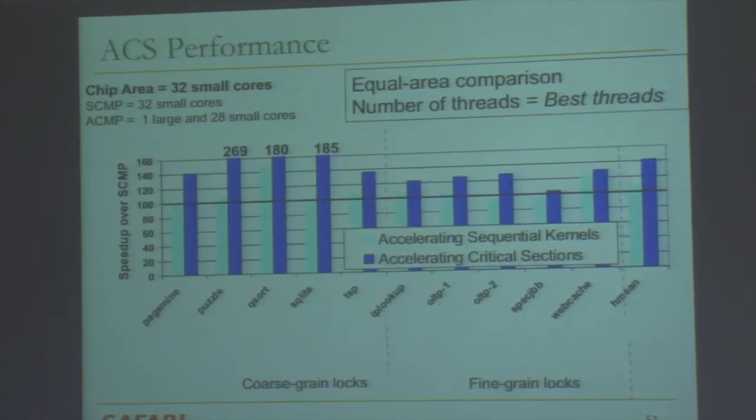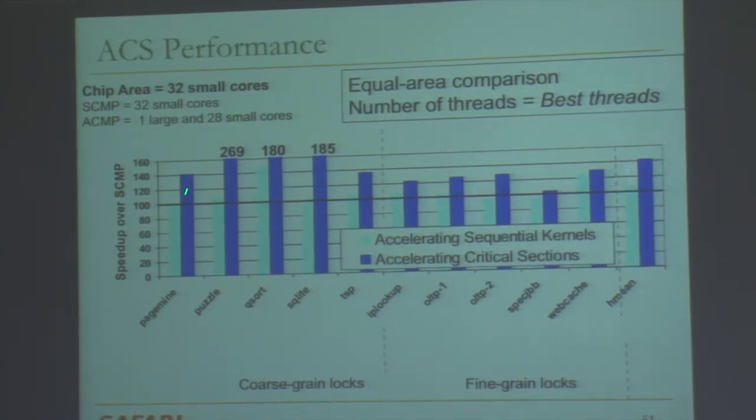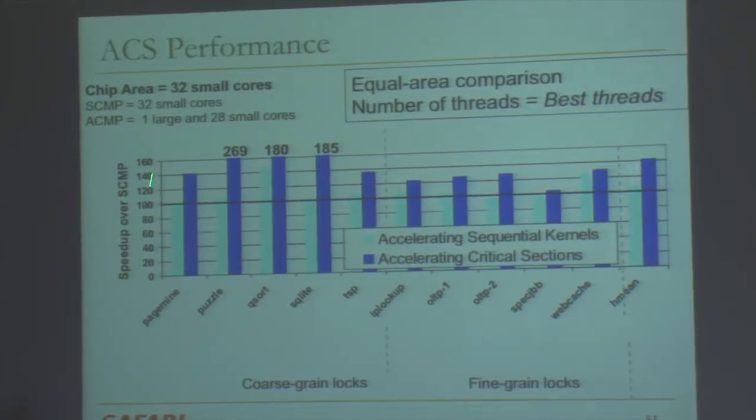So if you look at this, let me give you the performance comparison. We're assuming a chip area of 32 small cores. With the symmetric multicore, you have 32 small cores. With the asymmetric multicore, one large and 28 small cores. So you have two asymmetric multicores here. This is the speedup over a symmetric multicore. So 100 means the performance, well, inverse of execution time, for the symmetric multicore.